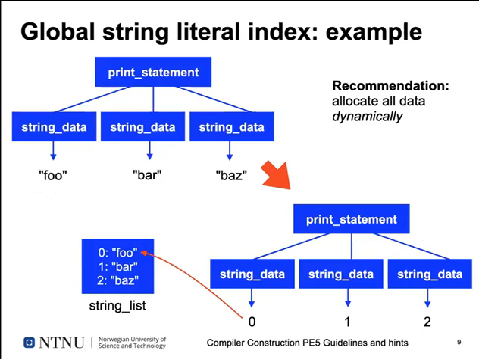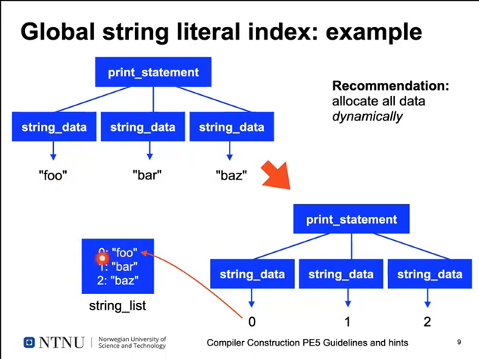So let's look at an example here. This here is the syntax tree you might have gotten. It's a print statement, and this print statement has 3 strings: foo, bar, and bats. And what you're going to do is iterate through all of your tree, looking for string data, and then you enter this string into your string list here.